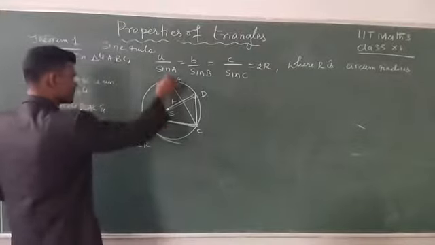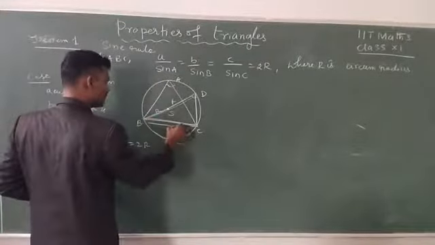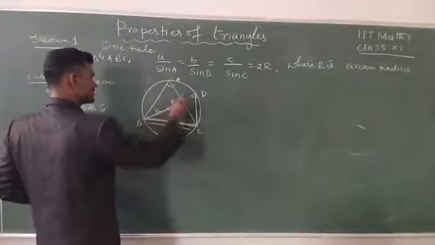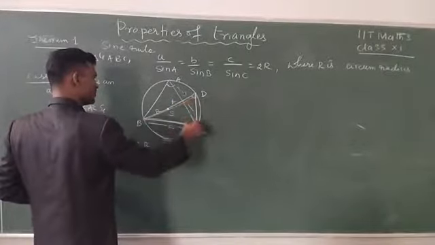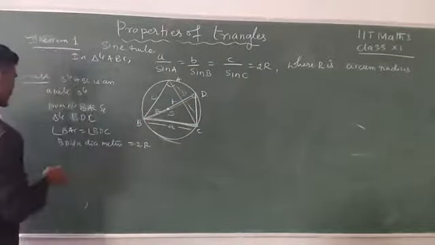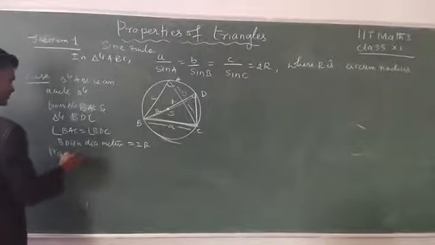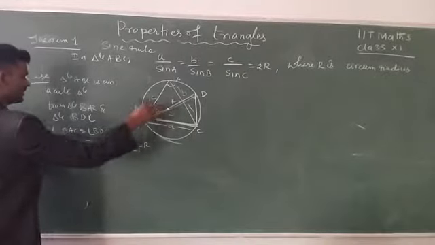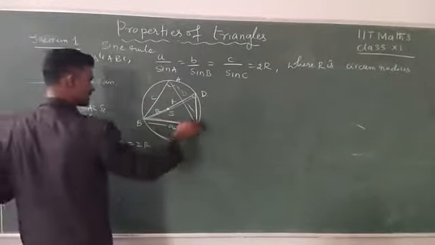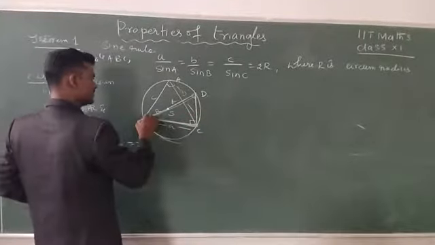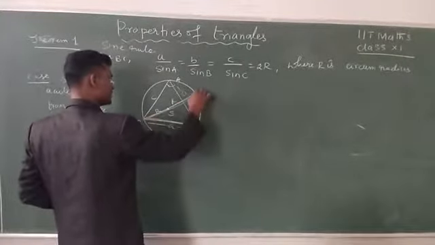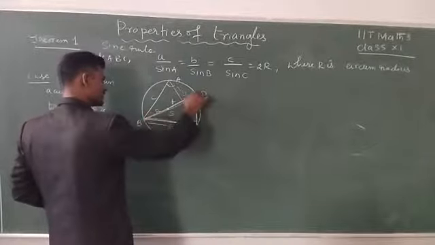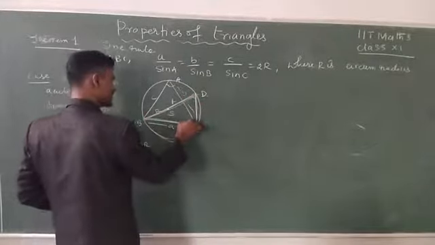Now see here, this angle's opposite side is small a, and this is B, which means this is small b, and this is C. Now from triangle BDC, BDC is a right angle triangle. Why? Because BD is a diameter, which means this is a semicircle, so this is a right angle triangle.